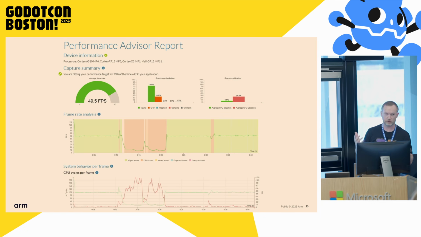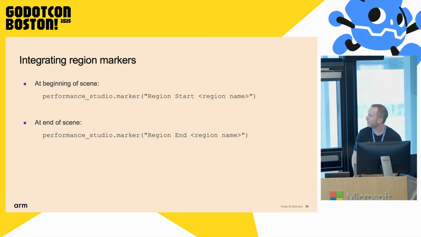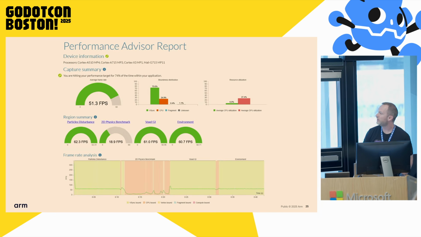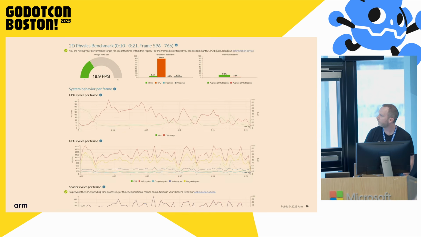Now, the Godot extension allows you to put regions in. These are just markers, but because they're called region start and region end, they're understood by the Performance Advisor tool, and you get this. So now we've still got that average, but we've broken it down into different regions. If this was a real report, I'd click on some of those to see the individual report for the individual parts. But I do have a screenshot of one of them, the bad one. And so that's broken that down further. We've got more info there now.